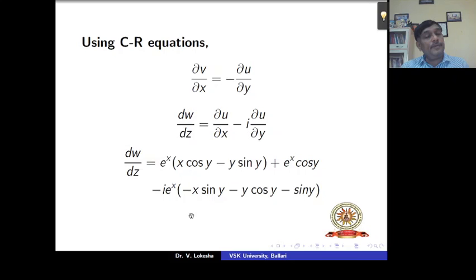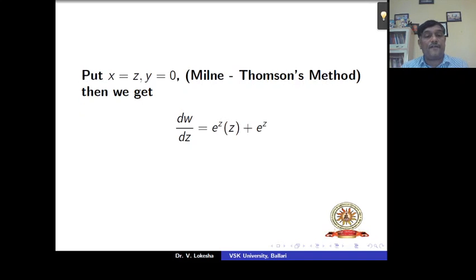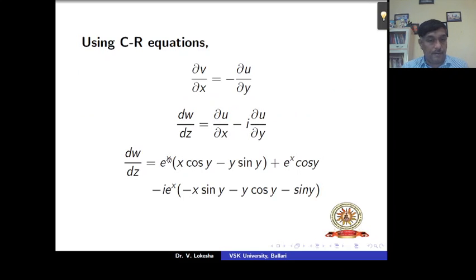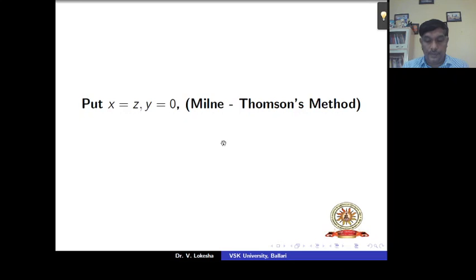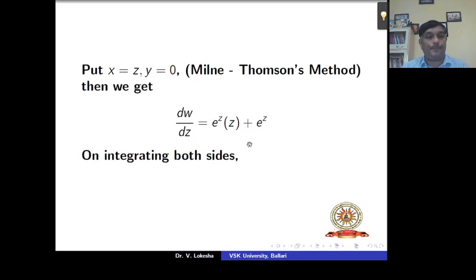Then by using the Milne-Thomson method, which says that if you put x equal to z and y equal to 0 in that derivative, the function reduces in terms of z. So dw/dz becomes e^z, and z into cos y is 1 and other terms become 0. Then that becomes e^z times z plus e^z. Here e^z is a common factor, so that becomes (z plus 1) e^z.